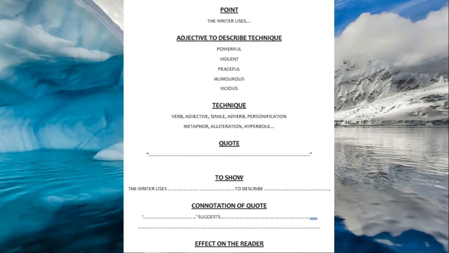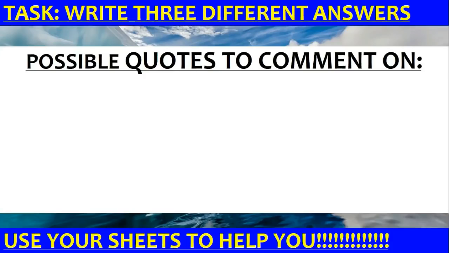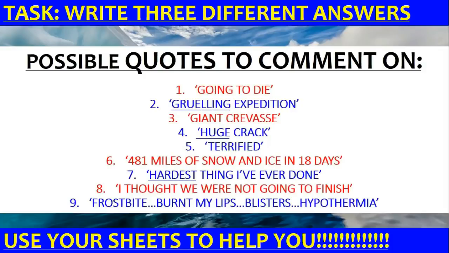So here's a sheet, and it's available on the college website through Moodle. So it's point, technique, quote, connotation of quote. So what I want you to do now is try and write 3 different answers for that first column. And if you need help on quotes, here's some quotes I would say to do.